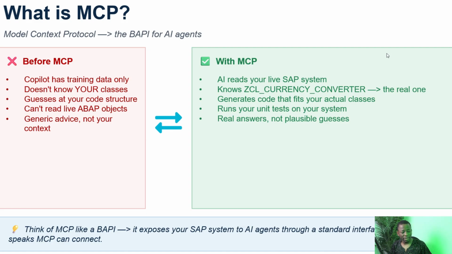Very importantly, the AI actually reads and navigates. Of course, you are in control of activation and transport. Nothing goes into production without your permission. So this is what you should know about the MCP server.